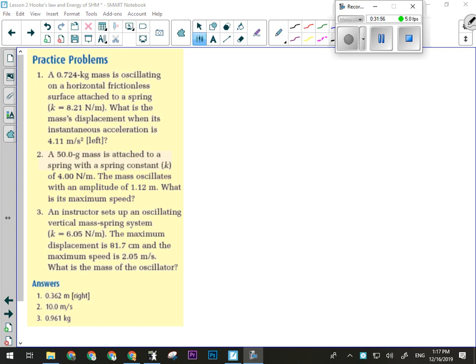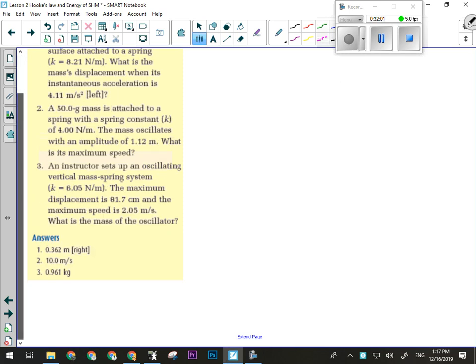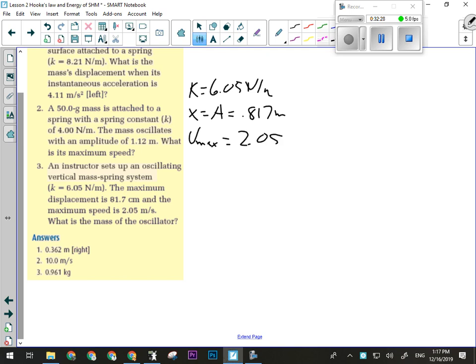So on number 3, we've got, again, a law of conservation of energy question. And it's an oscillating mass spring system. We know what K is, right? So K is going to be 6.05 newtons per meter. The maximum displacement, so our X, or actually our A, amplitude, is 0.817 meters. And our maximum speed is 2.05. Now, why am I bothering to label them differently? Why am I not just saying X and V?